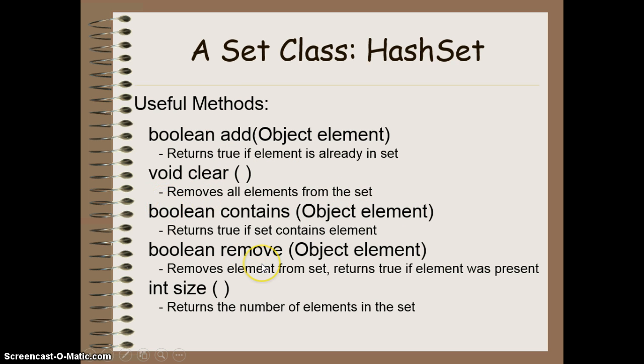I can remove a particular element from a hash set. This is slightly different again from the ArrayList remove method in that it doesn't actually return the element you're removing. Instead, it returns a true or false, telling you whether or not that element was there or not. If it was there, it removes it. If it was not there, it returns false and does not remove anything. And then I've got the size method, which tells me how many elements are in my hash set.